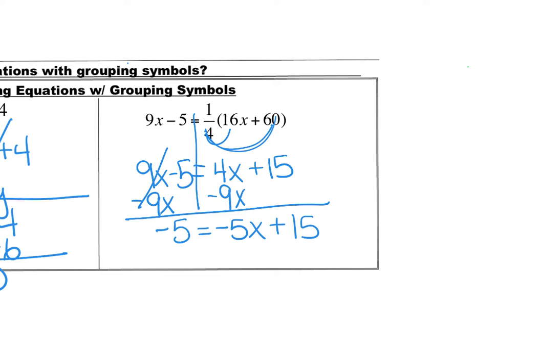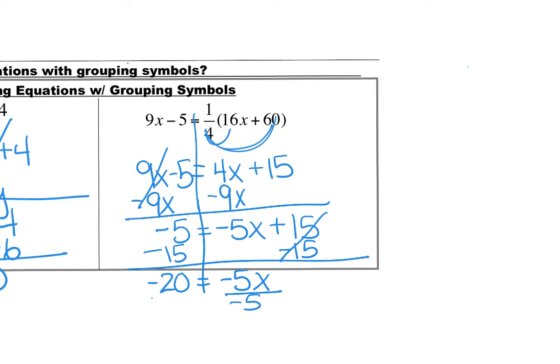All right, so now we've got all of our variables on one side. We need to bring the numbers without the variables to the other. So I'm going to subtract my 15, and I'm going to get negative 20 is equal to negative 5x. Now that negative 5 is multiplying that x, so we're going to divide by negative 5 on both sides. And x is going to be equal to positive 4.